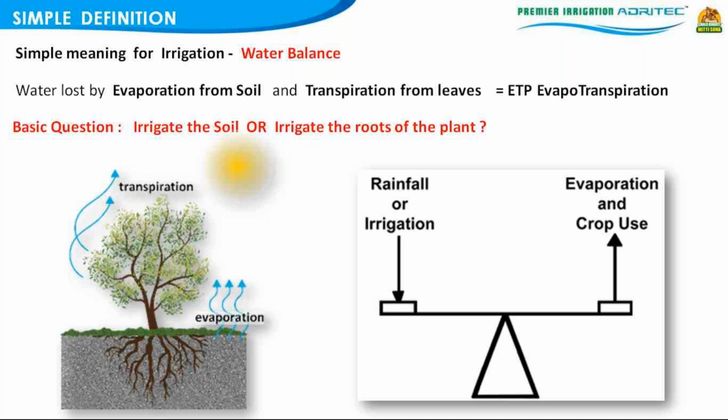On a sunny day, the water is getting transpired, and around the plant, there is evaporation from the soil. Both these put together is classically called evapotranspiration. So basically a major amount of water is going out from the leaves, and water is lost from the soil. Put together, it is called evapotranspiration. Now this is the water that is going out. So now the question comes, where do I give the water? Do I irrigate the soil, or do I irrigate the roots? The answer is of course obvious, that we have to irrigate the roots.